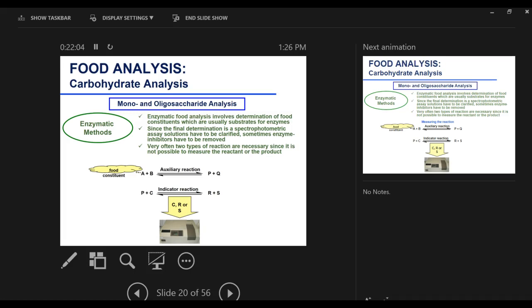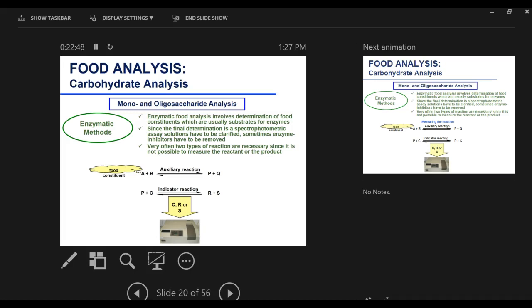Oftentimes we have a coupled reaction. That means you need two enzymes to get you to quantitate. We call this coupled because the first reaction gives you a product, but none of these reactants or products absorb light. So we're stuck. We did not get to something that is measurable. But we need the product to get me to a second reaction, upon which the second reactant, here C, or product, R or S, will absorb light. So then I can take a measurement with the second reaction.